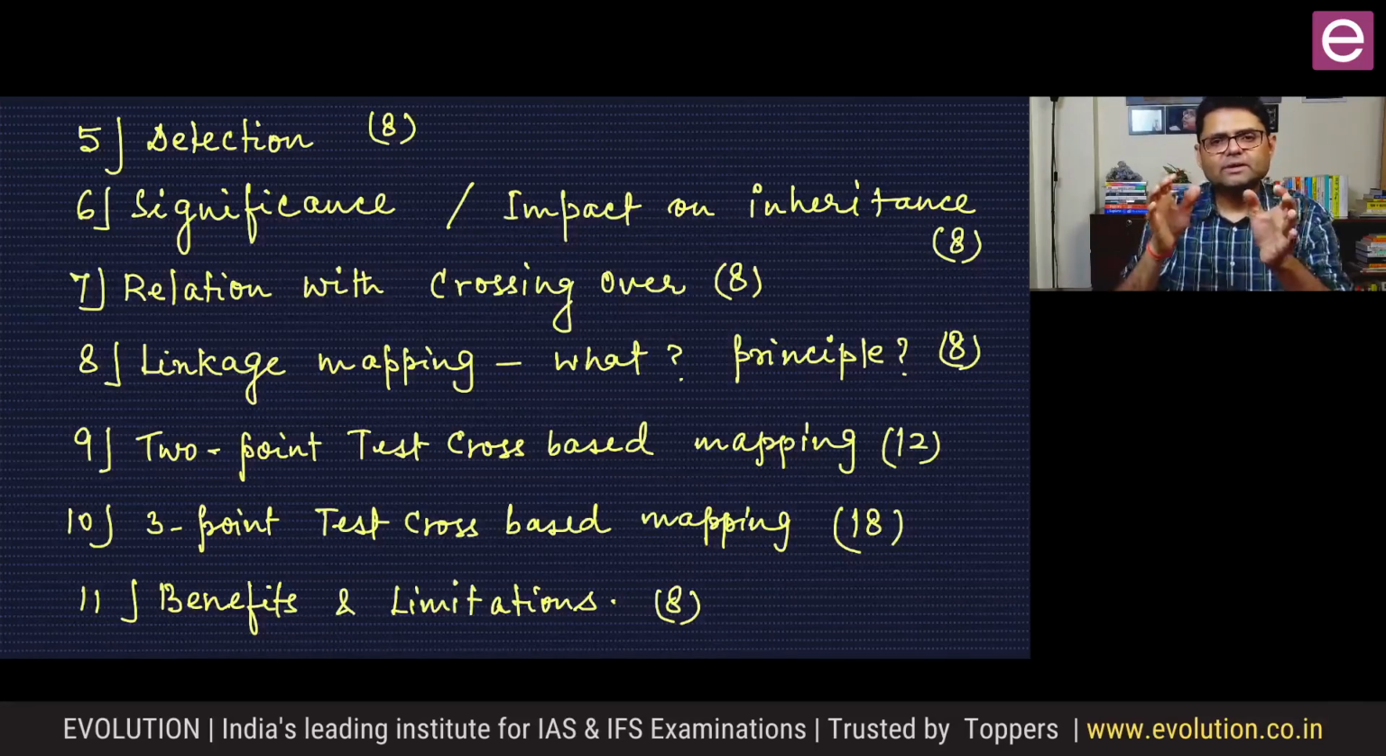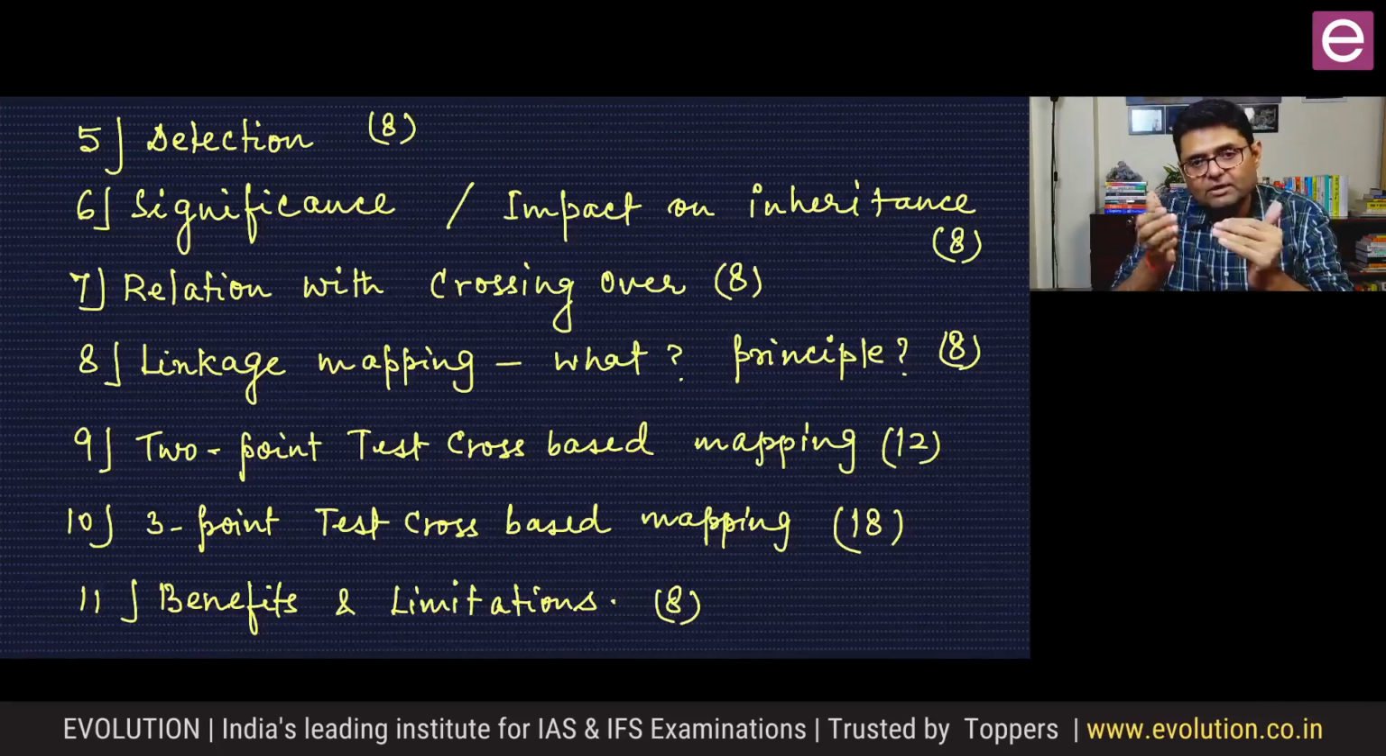Next one is going to be the two types of linkage mapping. One is called the 2-point test cross, basically through a dihybrid test cross, what kind of linkage mapping we can do and what can we do with it. 2-point test cross is basically about two characters. So yes, dihybrid test cross.